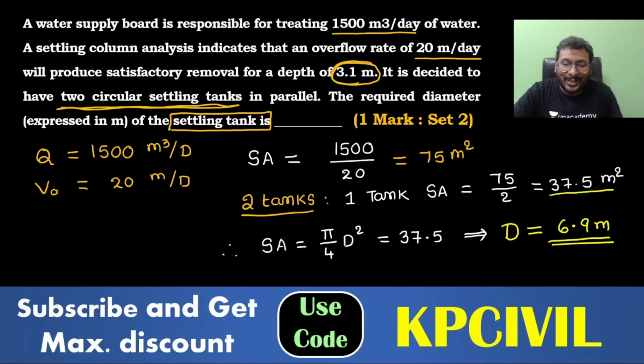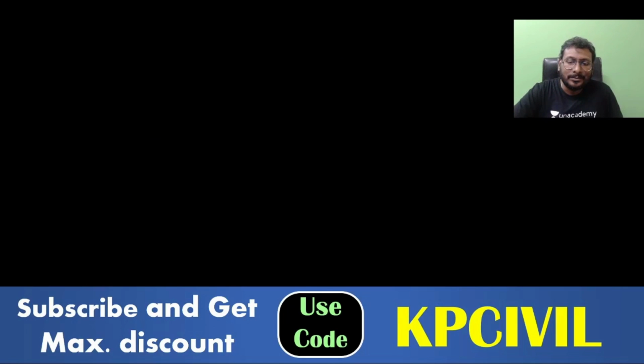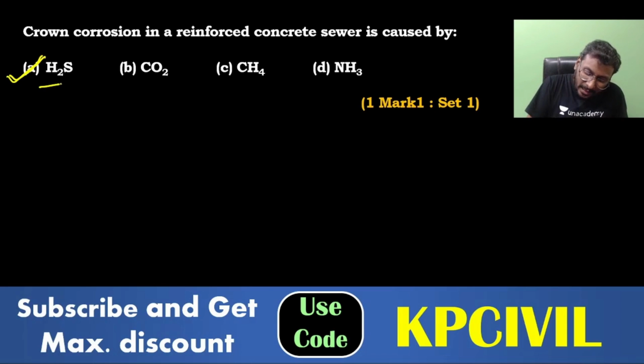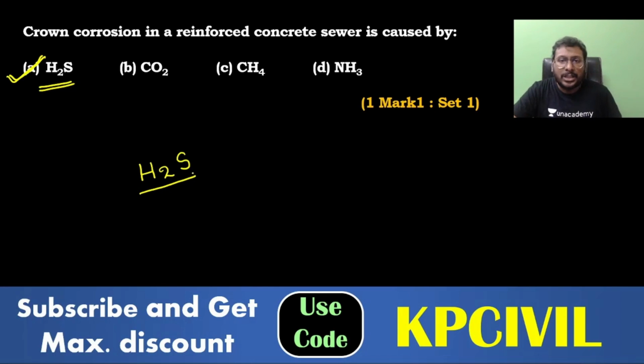Okay, we'll go ahead. Crown corrosion in a reinforced concrete sewer is caused by H2S, CO2, methane, ammonia. Crown corrosion is always the property of hydrogen sulfide, H2S only.